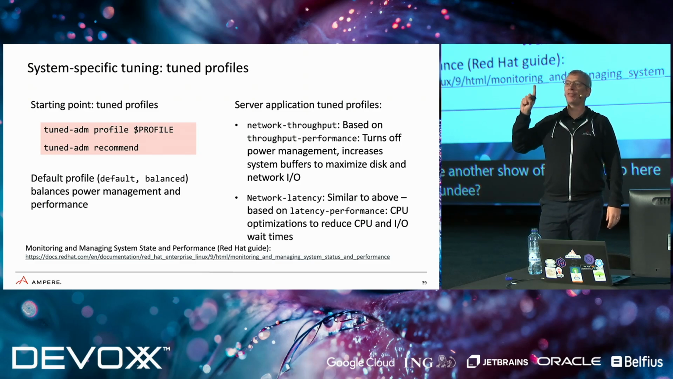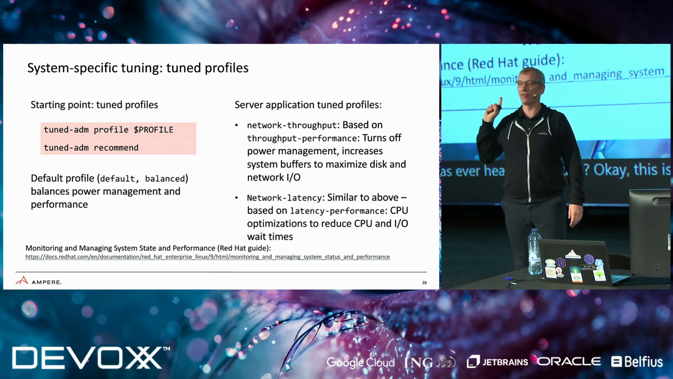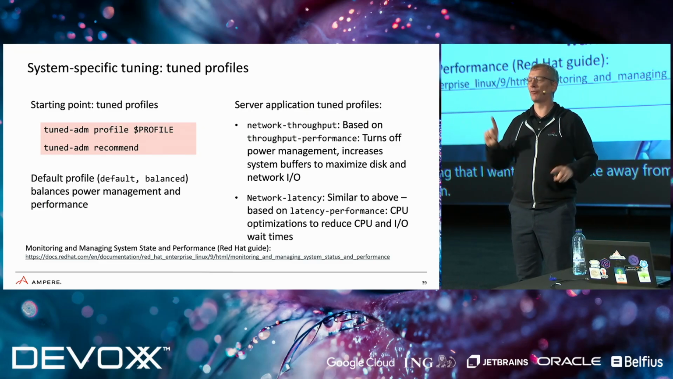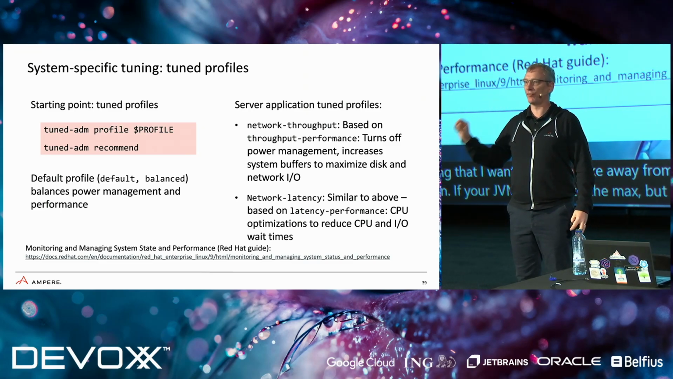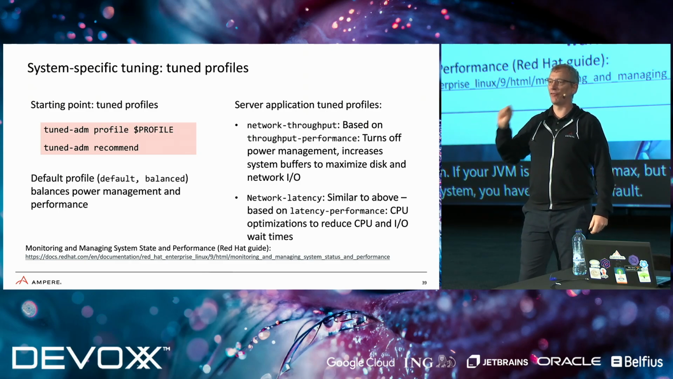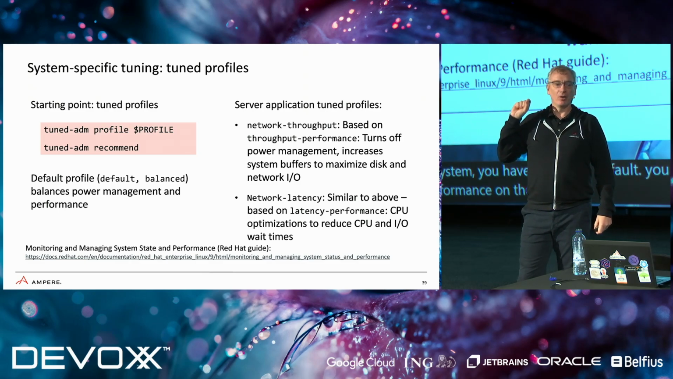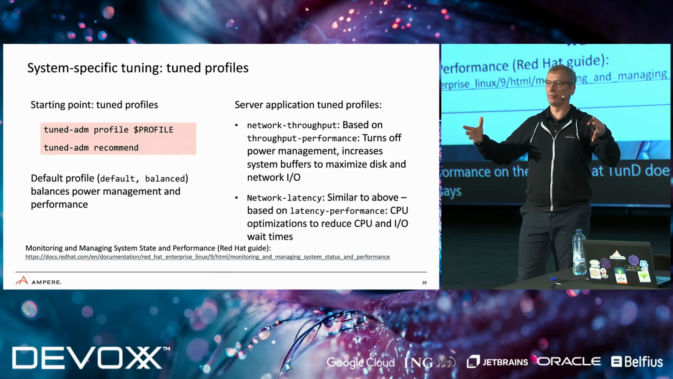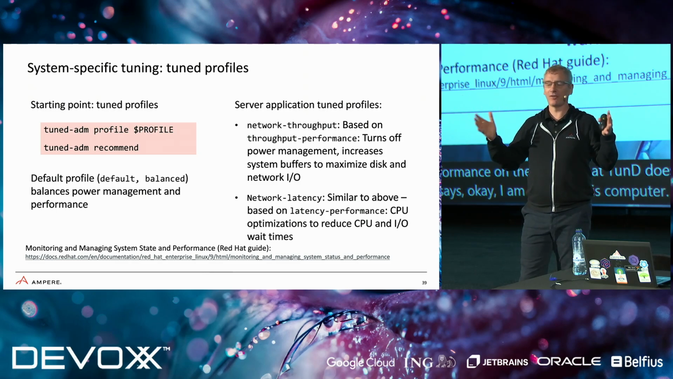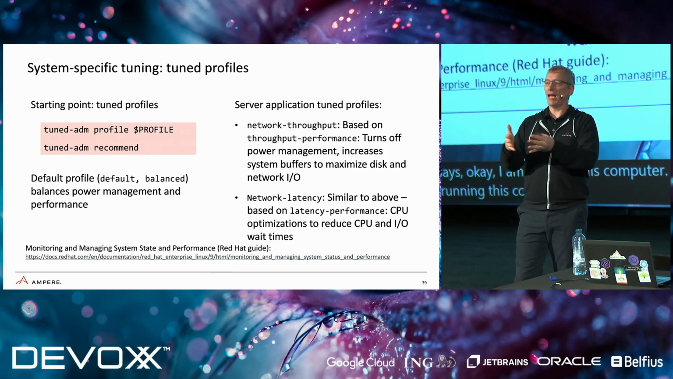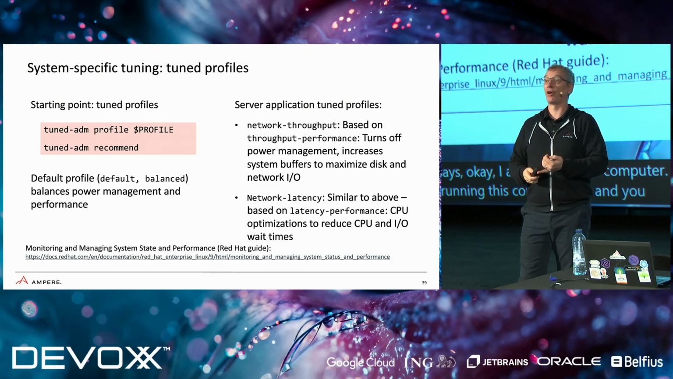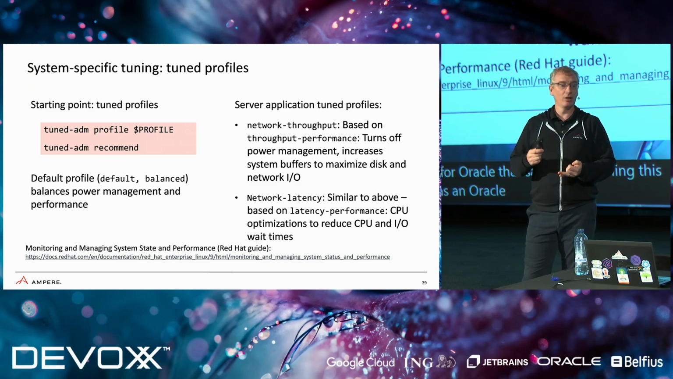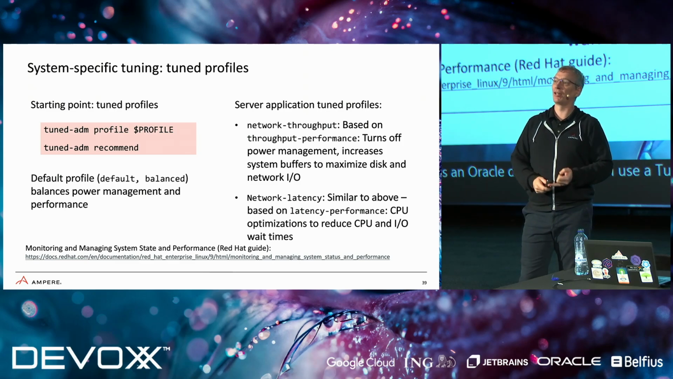Okay, this is the one thing that I want you all to take away from this presentation. If your JVM is tuned to the max, but your operating system you have left as a default, you are leaving performance on the table. What TuneD does is it essentially says, okay, I am running this computer on Linux. You can use a TuneD profile for Oracle that says, I am running this computer as an Oracle database. You can use a TuneD profile for desktop that says, I am running this computer as a desktop.